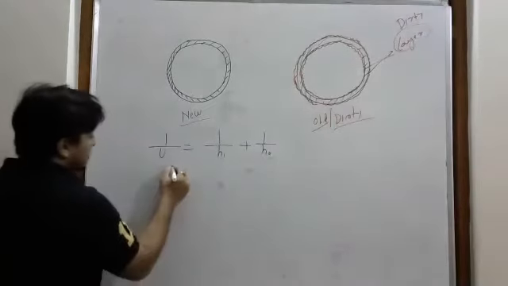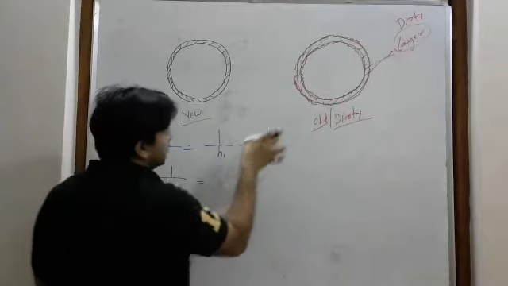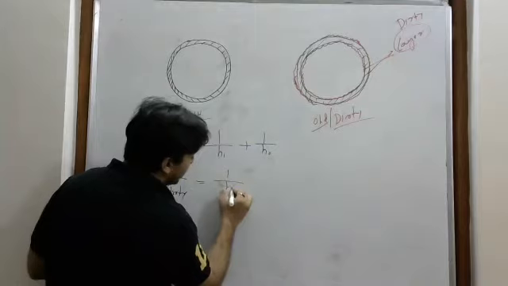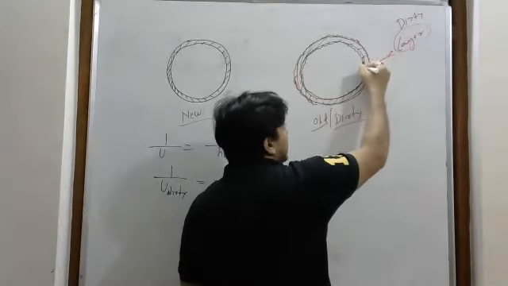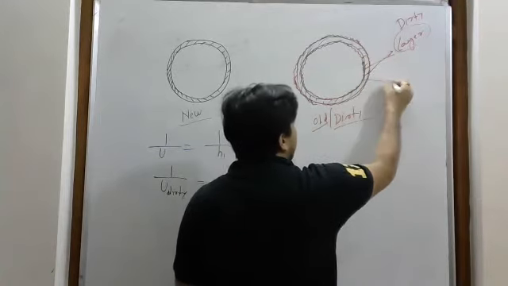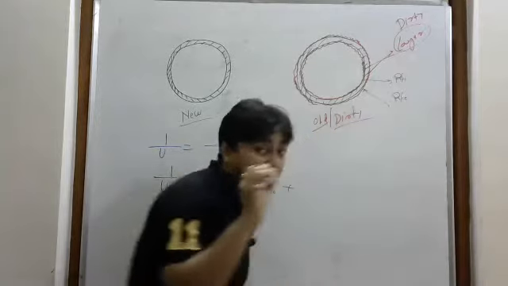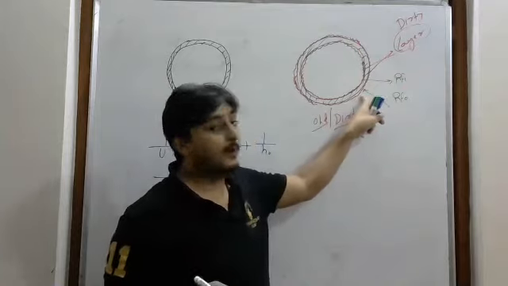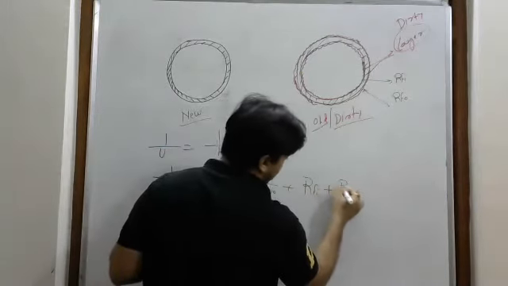So what is U dirty? 1 by U dirty will be 1 by Hi plus 1 by Ho, because inside fluid will flow and outside will be there. But after that, a resistance is going to form, offered by these layers. The inside dirty layer resistance is RFI, and the outside one is RFO. So the total will be this value.